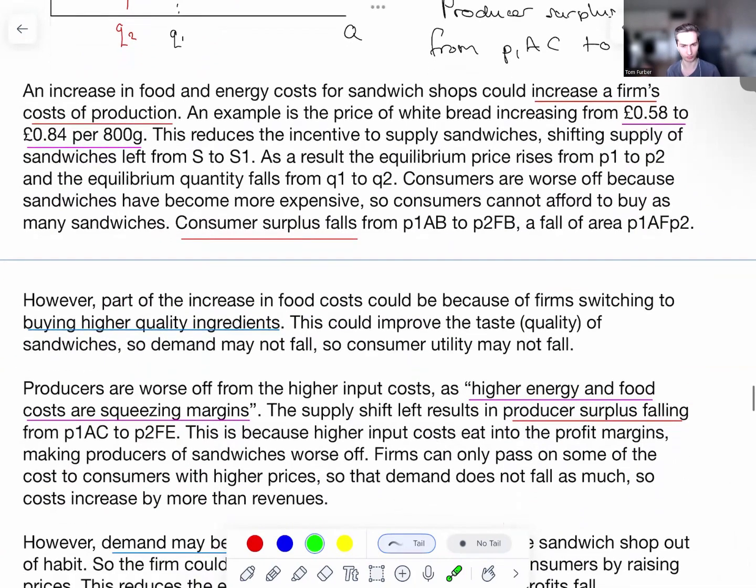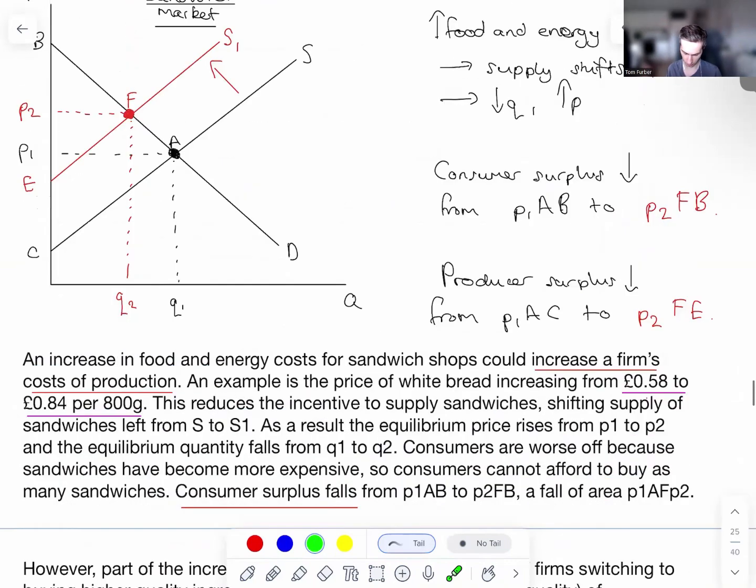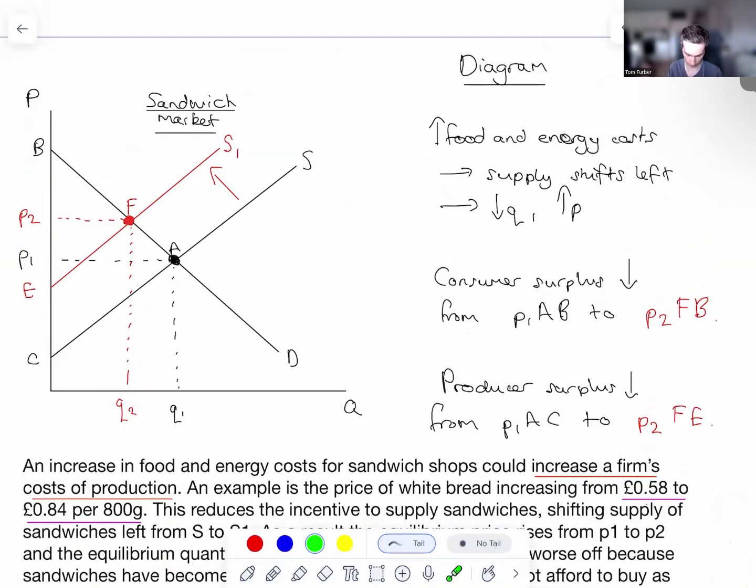So producers are worse off from higher input costs, as energy and food costs rising are squeezing margins. That supply shift left results in producer surplus falling. Let's go back to the diagram to show that. So producer surplus starts off the difference between what they're actually receiving, P1, and the price they're willing to receive to produce the good, the supply curve. So this triangle here, P1AC, is producer surplus originally.